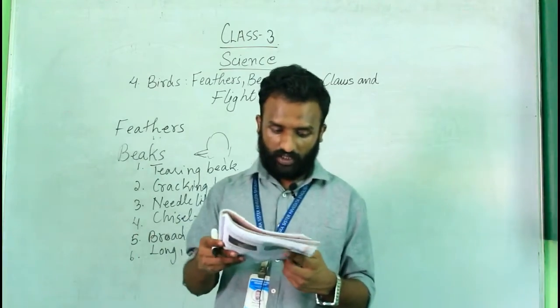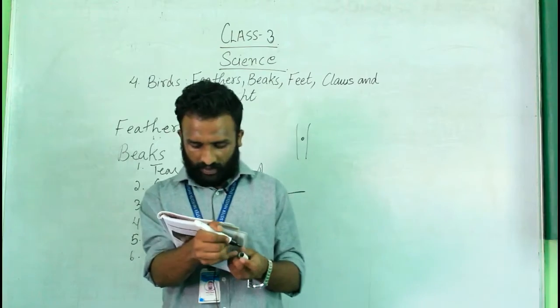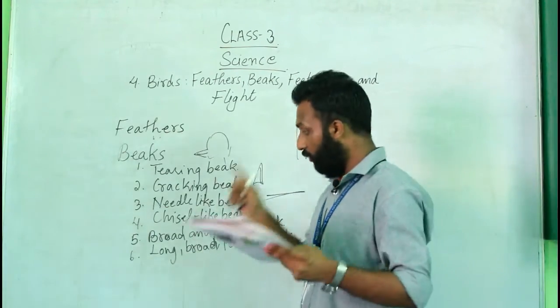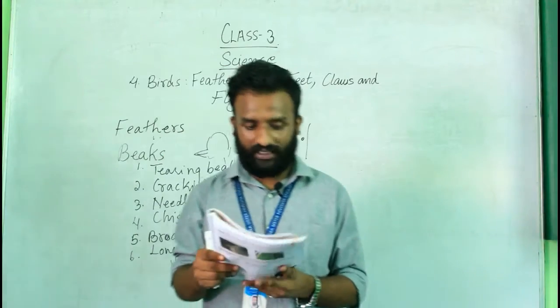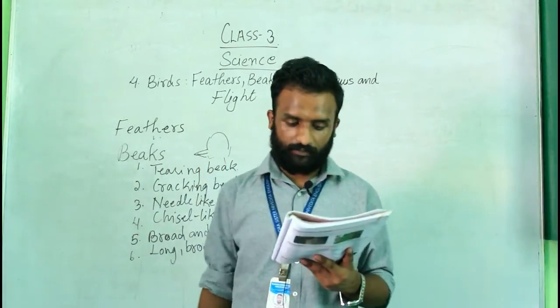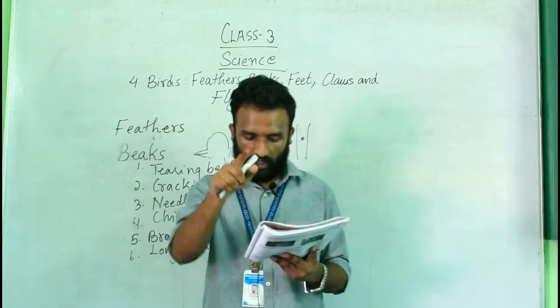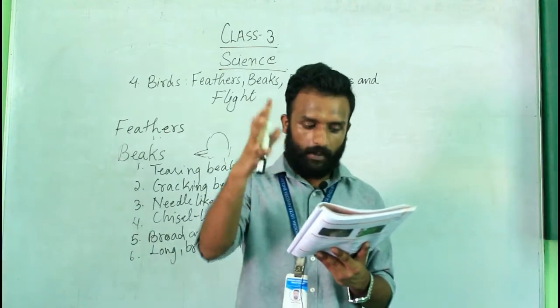So these birds have long and broad pointed beaks which help them catch fish, frogs and other small animals that live around the water. Their beaks help them to either grab or stab their meals.